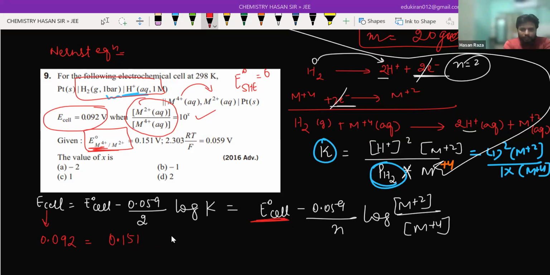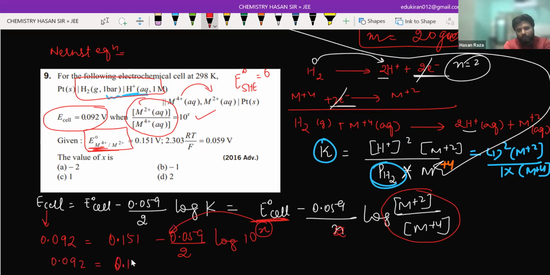So E naught cell will have 0.151 as it is. Now 0.059, and what is the value of N? That I already told you, 2. Here it will be 2, and log of, and you know that it is given in the question that this quantity is 10 raised to the power x. Now what you need to do, this is x, so it will come here as it is, and 0.092 will be equal to 0.151 minus x into 0.059 divided by 2, and here it will be log 10, which has a value 1. Now you can easily calculate this.